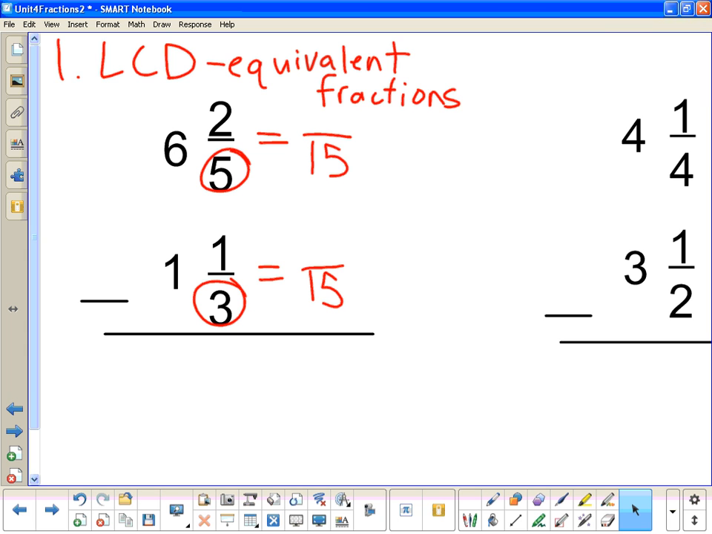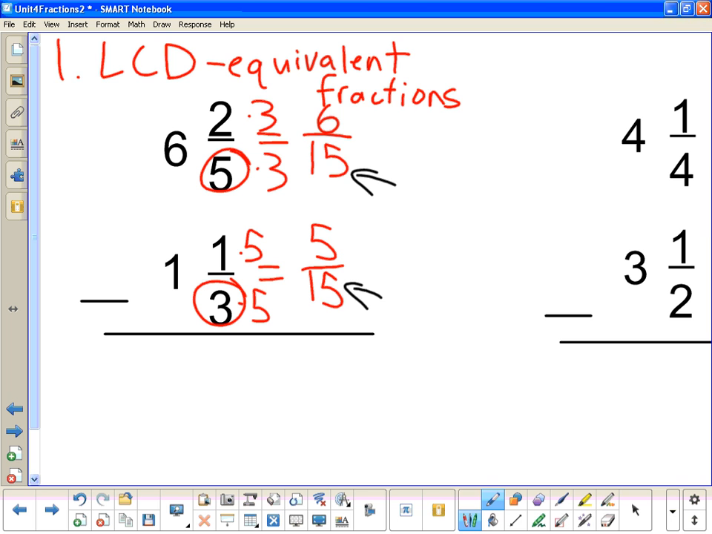Now I'm going to figure out how did the 5 change into a 15? Well, I know that to get 15 from 5, you have to multiply by 3. Whatever I do to the bottom, yes, I have to do the same thing to the top. So 2 times 3 gives me 6. On the bottom, 3 times what gives me 15? Well, I know I have to multiply 3 by 5 to get 15. If I do that to the bottom, to keep the fraction the same, I have to do the same thing to the top. So 1 times 5 gives me 5. So now you can see that my fractions both have the same denominator.